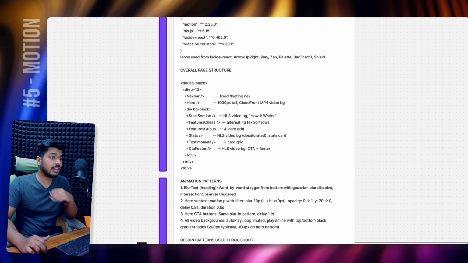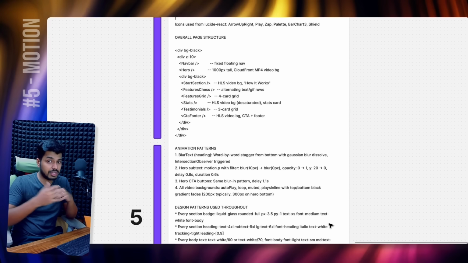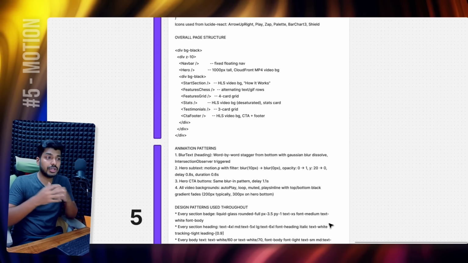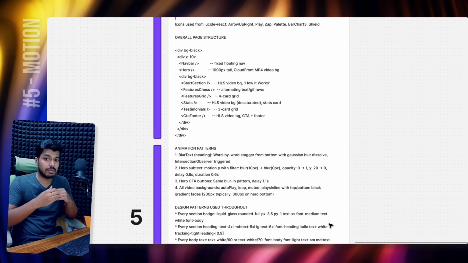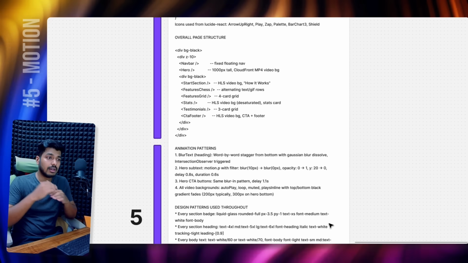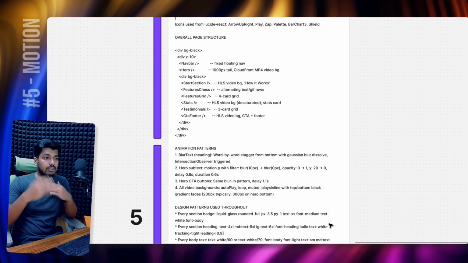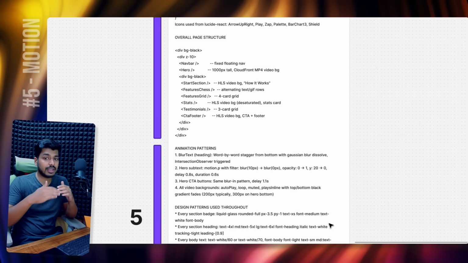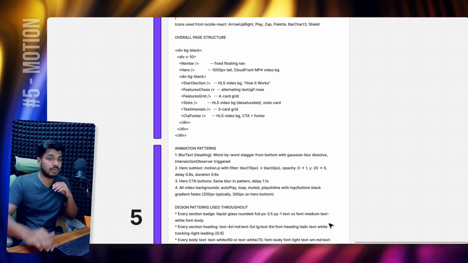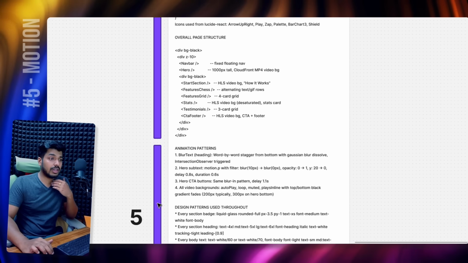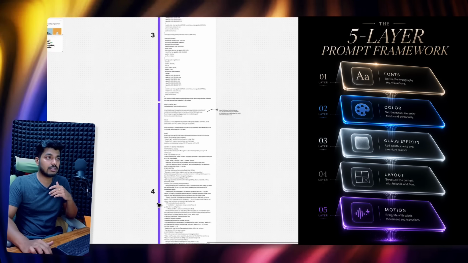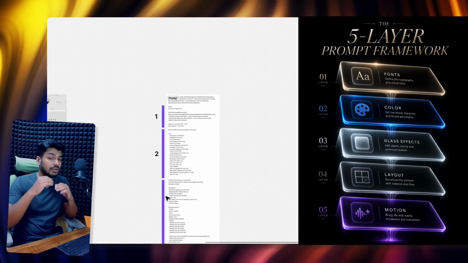And finally, layer 5 is nothing but the kind of animations or the motion that you want. So here you can tell it to add a bounce animation, or you want fade in effects, or very specifically what kind of motion that you want, and what is the kind of speed that you want for each of these animations. And that brings you to the end of layer 5. And using this exact 5-layer framework, you'll get really good results.